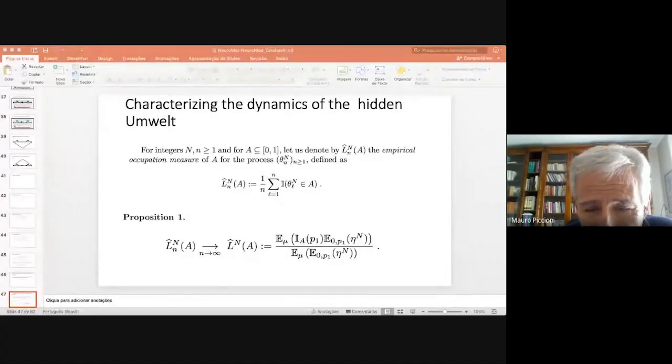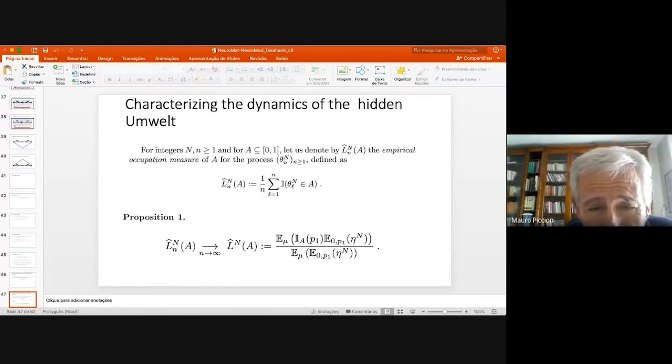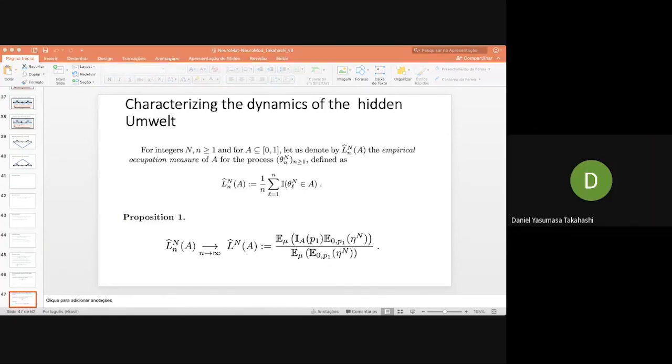I was mostly curious if there is a formula. Yeah, this one, proposition one. But this is a general form, so one cannot really appreciate it. For very specific cases, maybe I should have put some special cases.